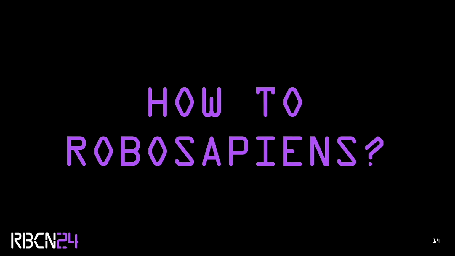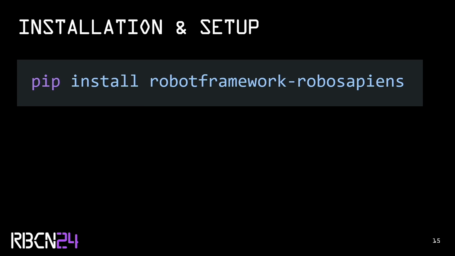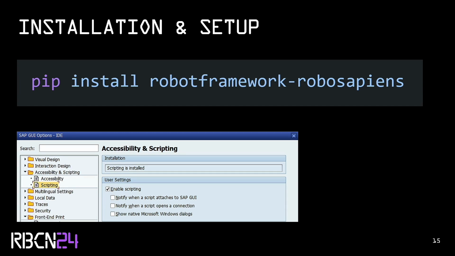Now I will demo some of the keywords. Along the way, I will give you some tips and tricks. Of course, it all starts with pip install. And as mentioned in the documentation, you have to make sure that the scripting support is enabled both on the SAP server and on the SAP client. Here it is shown how to enable it on the client.